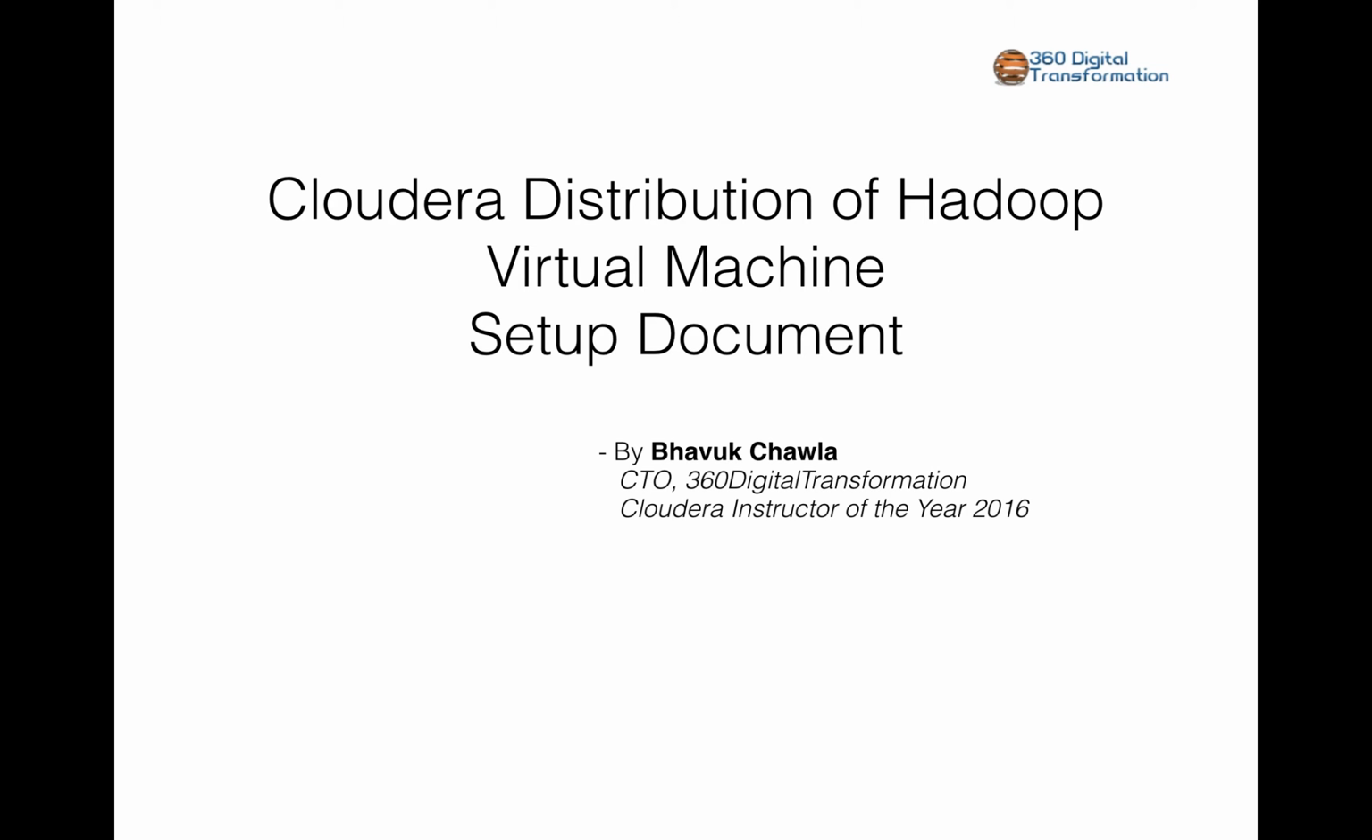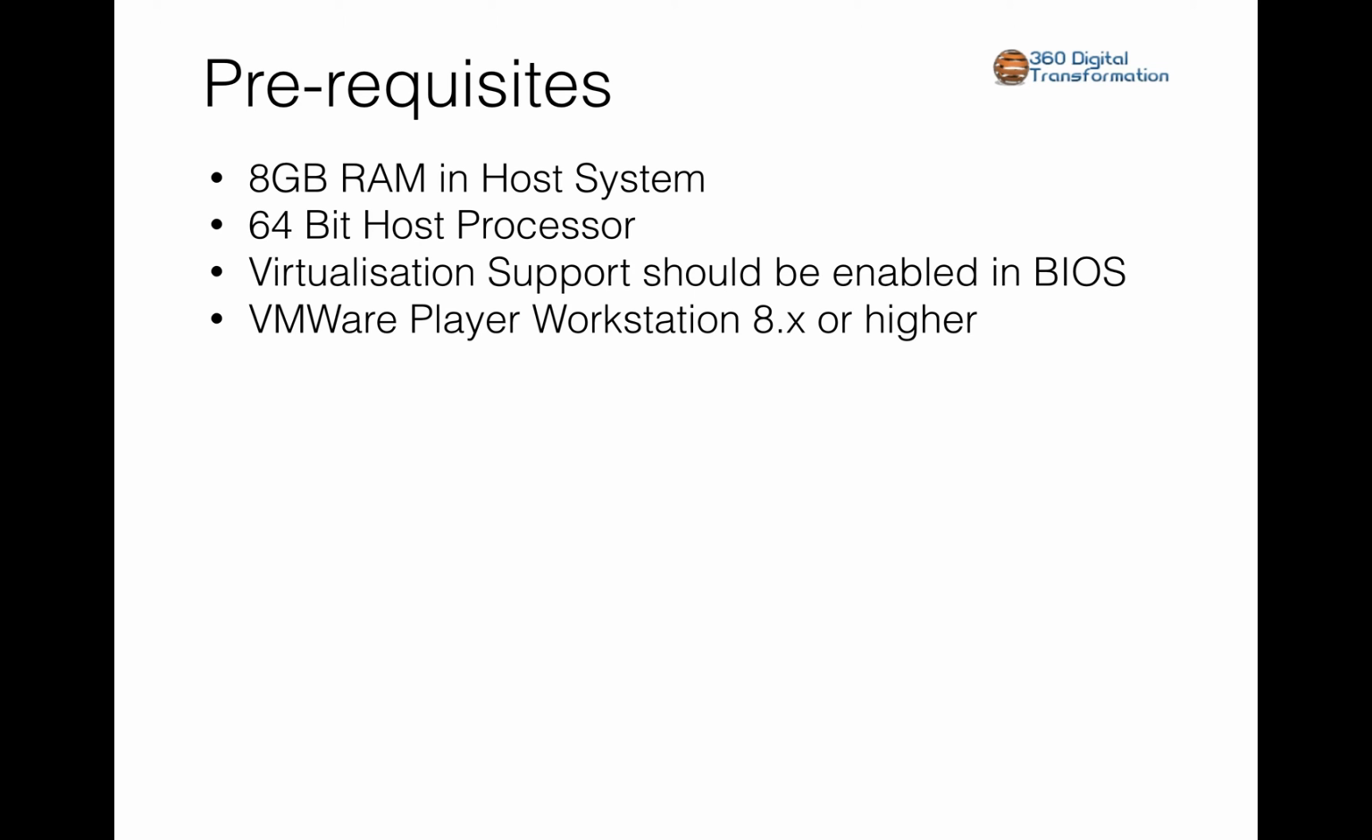There are certain prerequisites before we can install a Hadoop cluster on the local system. So these are the prerequisites. 8 GB RAM is required in the host system. A 64-bit processor is required on the host system. Apart from that, virtualization support, which is a BIOS setting, needs to be enabled. This is the third requirement. The fourth requirement is that we need to have VMware Player or Workstation 8.x or a higher version installed on the system. Once you meet all these requirements, you are good to go for installing this virtual machine.